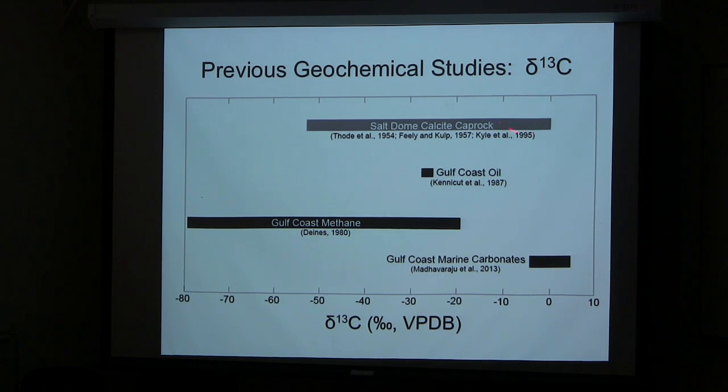And then in regards to our relatively heavy isotope values from our salt dome calcite caprock, these are likely stemming from the dissolution of the Gulf Coast marine carbonates. So you can see here that these have a carbon isotope value of about -5 to +5 per mil. And when these primary local marine carbonates dissolve, it's going to shift the carbon isotope value of the dissolved inorganic pool to higher values. So therefore, these isotopically enriched values of the caprock are likely stemming from the dissolution of these Gulf Coast marine carbonates.